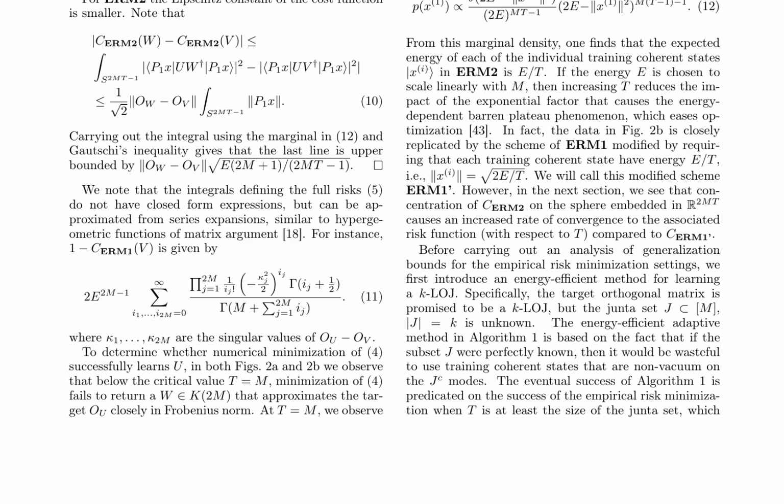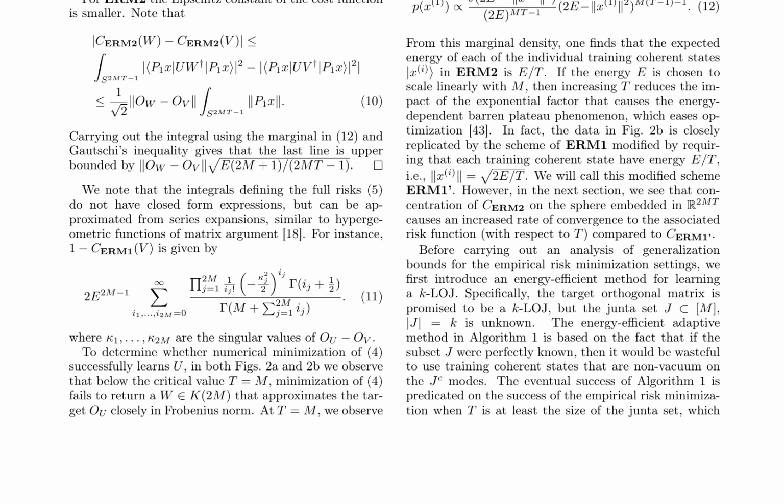The authors note that even when the empirical risk is almost always faithful, the performance of the minimization algorithm depends on how the energy scales with the number of modes, due to the energy-dependent barren plateau phenomenon. To mitigate this, they propose a modified scheme, ERM1, which requires each training coherent state to have energy E equals T, reducing the impact of the exponential factor that causes the energy-dependent barren plateau phenomenon.